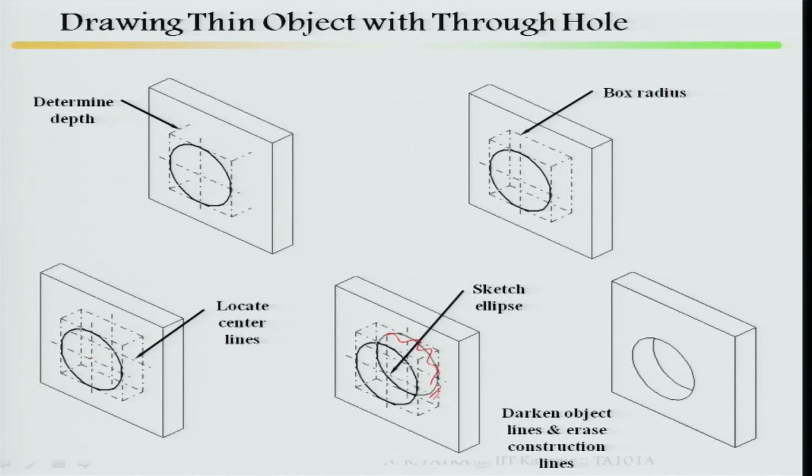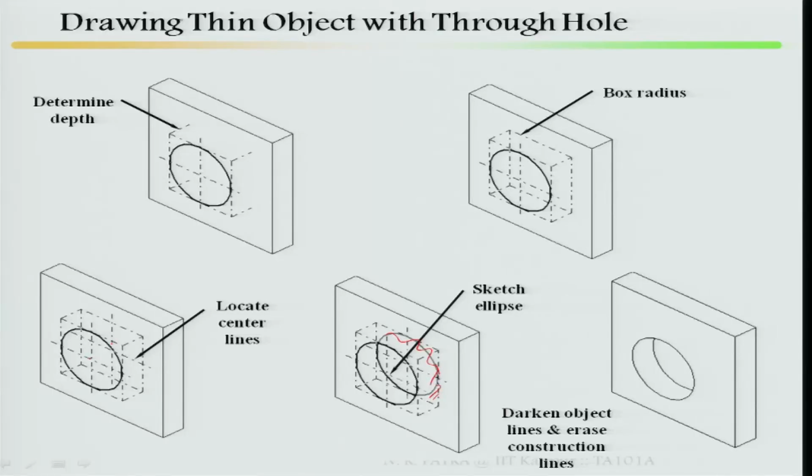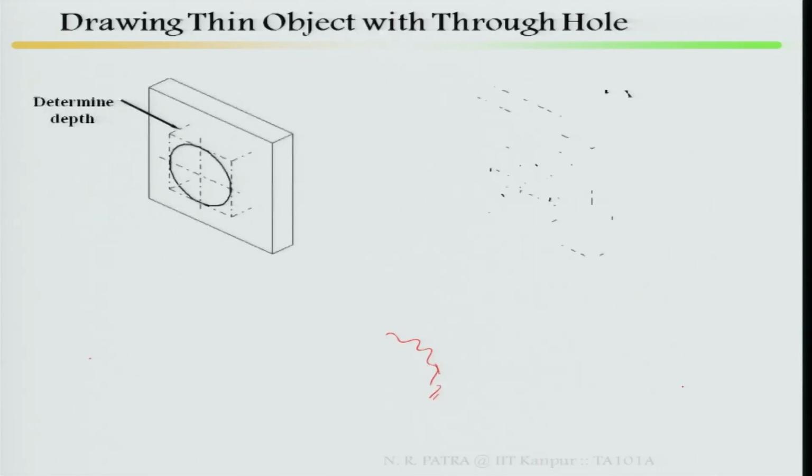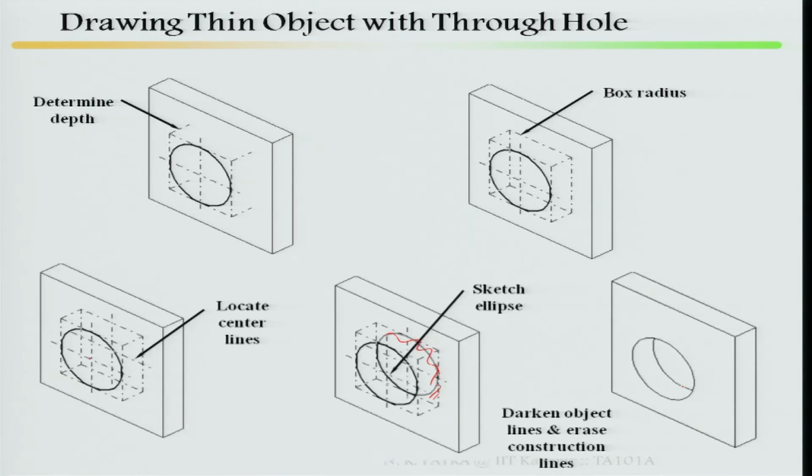And darken it. Once you darken the object lines, erase the construction lines; these are all your construction lines. At the end you have to draw the construction lines lighter, or maybe you can erase them. Then you darken the entire object, this and this. So this finishes drawing a thin object with a hole throughout. If you look here, initially it looks like this, and later on we have drawn it this way. This is drawing a thin object with a hole throughout.